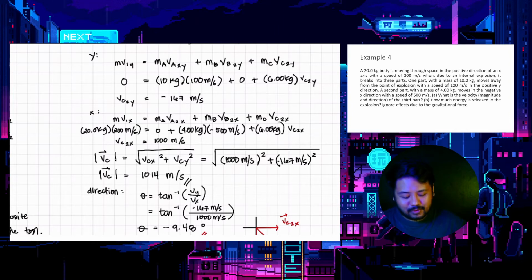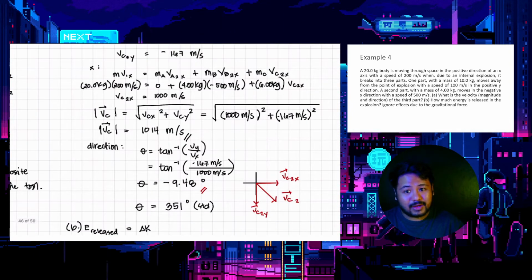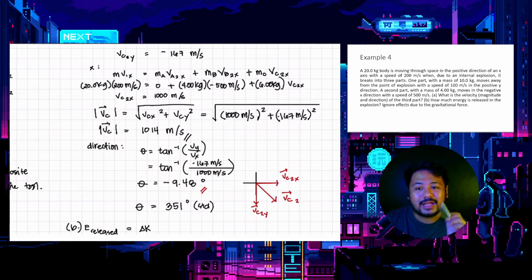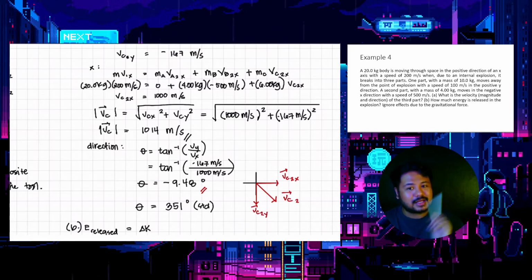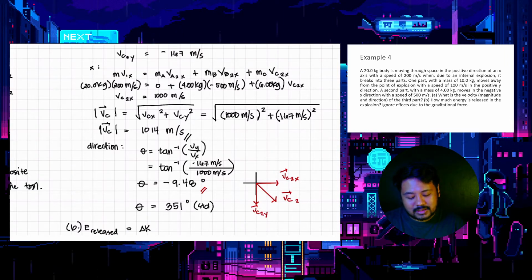Okay? And for the direction, we have arctan v_y over v_x. It will give us negative 9.48. Well, by inspection, negative 9.48 is actually correct because our y component is negative while our x is positive. So it is belonging in the fourth quadrant. Negative 9.48 is acceptable, but I want it to become standard angle measurement. So I just added 360. So it's giving me 351 degrees. And that's for letter A.